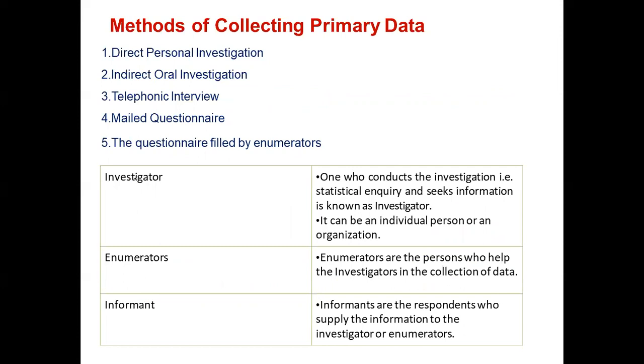So, who is called an investigator? The person who conducts the investigation. It can be an individual person or an organization. Who is called an enumerator? Enumerators are the persons who help the investigators in the process of collection of data. Who is called an informant? Informants are the respondents who supply the information to the investigator or the enumerator.